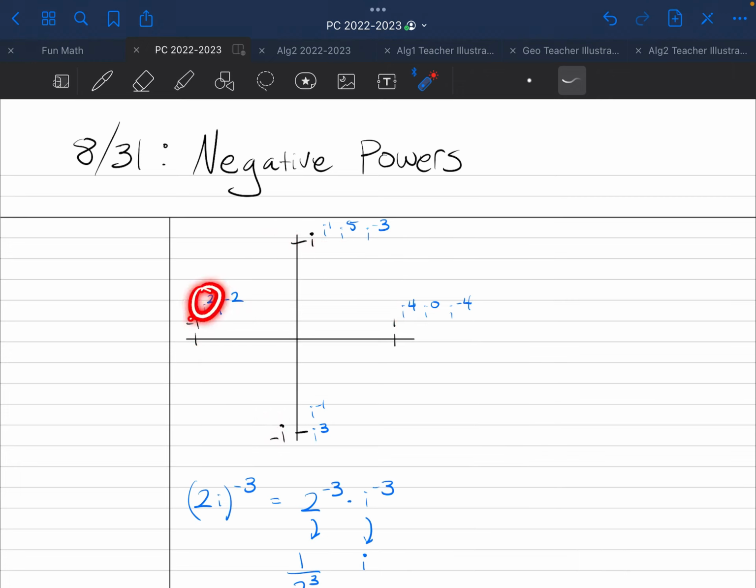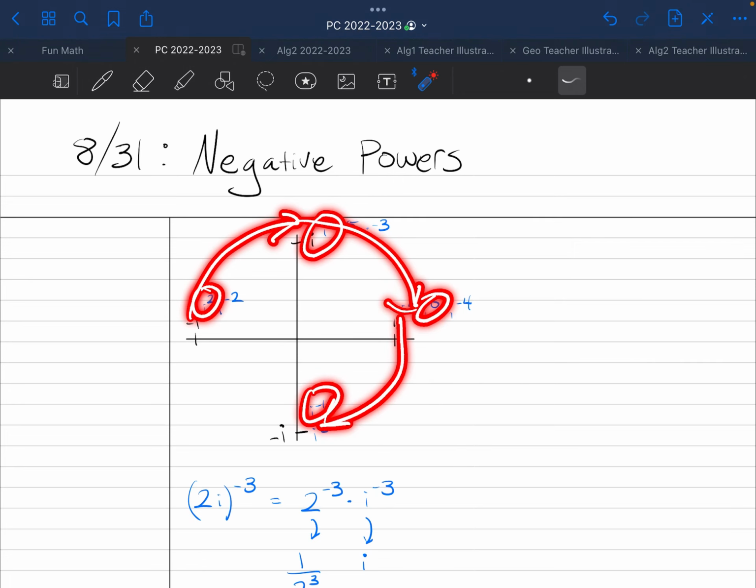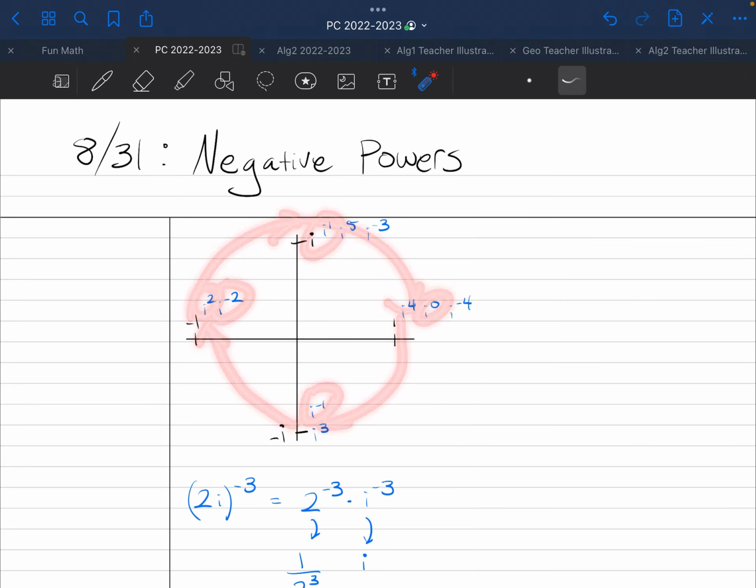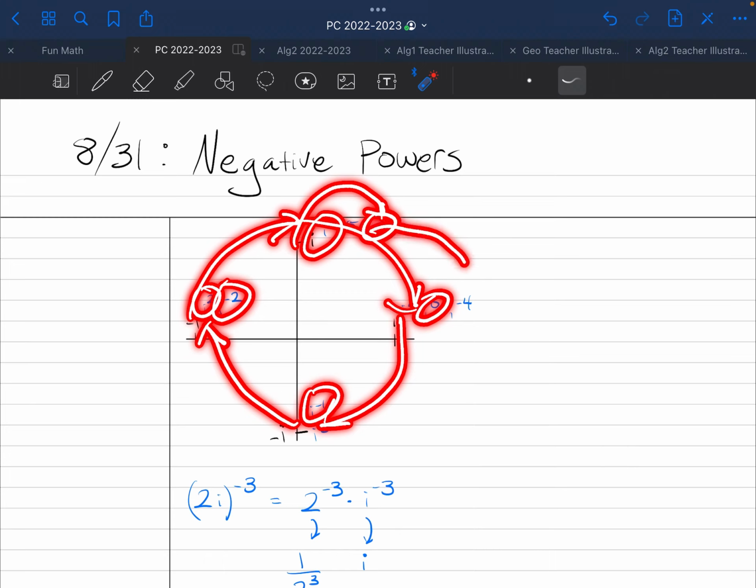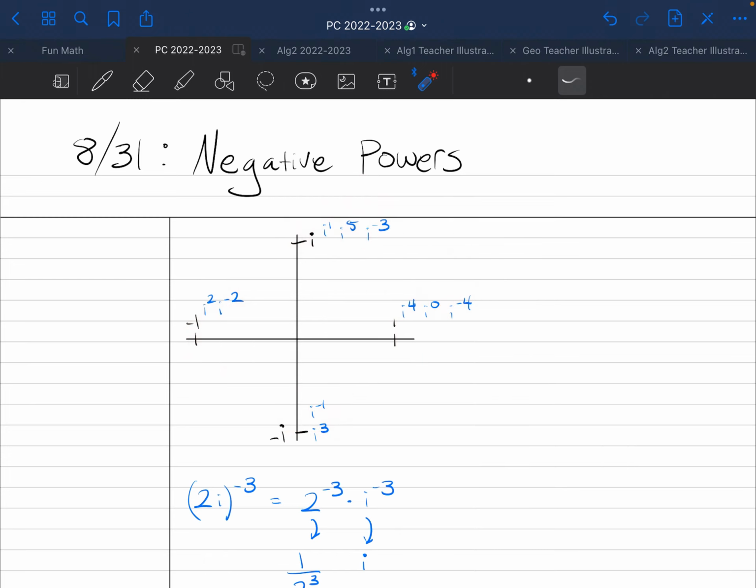If I start here at i to the power of 2 and go clockwise, I can go i to the power of 1 and count backwards. i to the power of 0, and keep counting backwards, you can get i to the power of -1. Keep counting backwards, i to the -2, i to the -3, i to the -4. You are allowed to go backwards as well. So it's a nice way to do your negative powers.